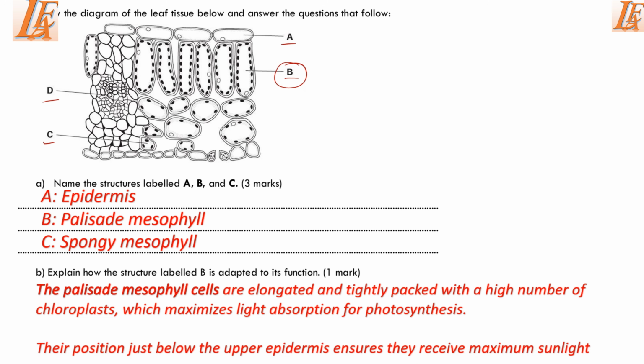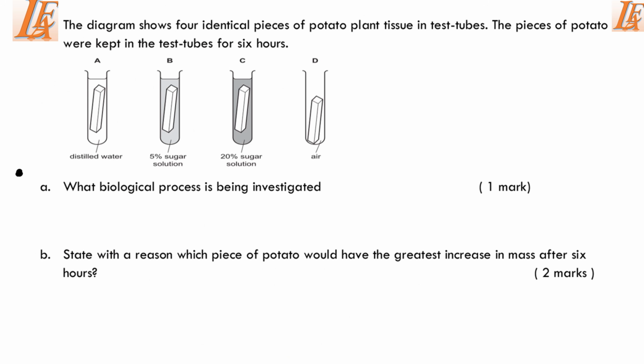And their position is just below the upper epidermis to ensure that they receive maximum sunlight. Their positioning is just close to the upper epidermis, and this is because they will be close to the sunlight. Question 39. The diagram shows 4 identical pieces of potato plant tissue in test tubes.